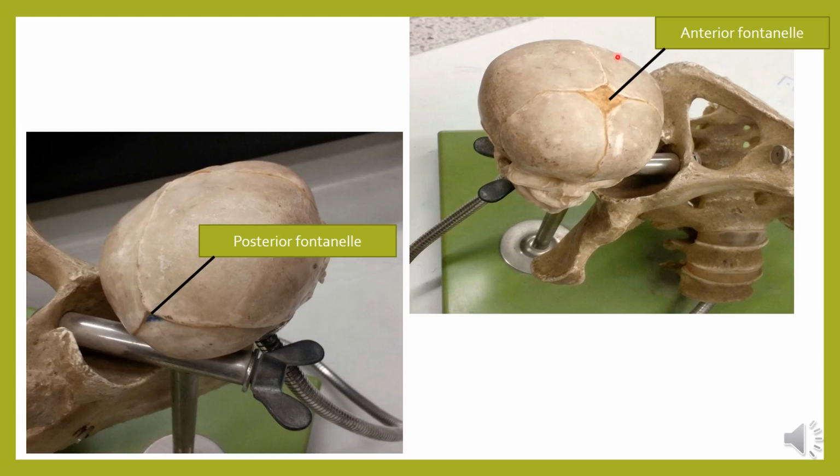And the connective tissue between more than two bones is called fontanelles. The large one is called the anterior fontanelle, and this is the posterior fontanelle. The anterior and posterior fontanelles are derived from the neural crest.